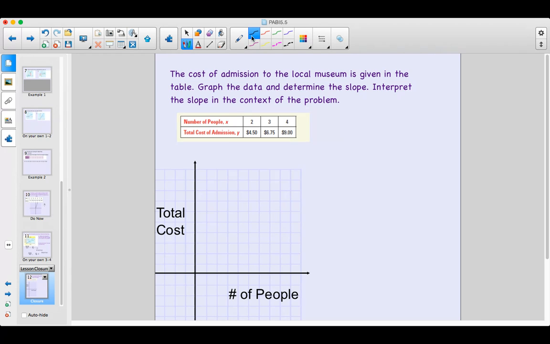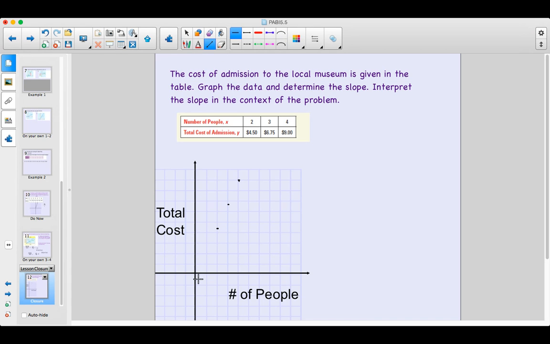So I'm going to start by just plotting those points on my coordinate plane. So for X, I'm going to go over 2, and go up to 4.5. 1, 2, 3, 4.5. I'm going to put a point right about there. Then the cost of 3 people, go over to 3 on the x coordinate, and then go up 1, 2, 3, 4, 5, 6, and then 6.75. We're going to say it's about there. And then the cost of 4 people would be up 9. 1, 2, 3, 4, 5, 6, 7, 8, 9. And I'm going to put my point right here.